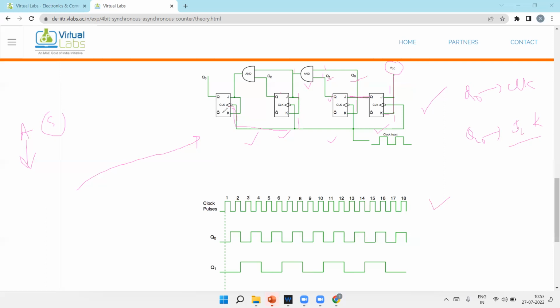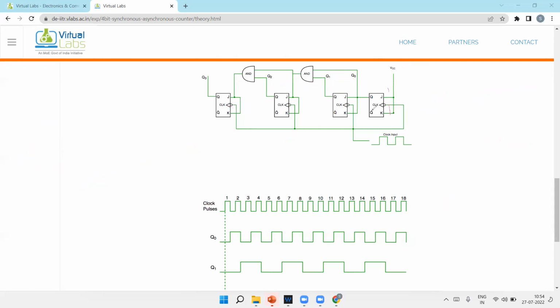Now come to the last stage. Here also we want J and K 1 1 for toggling. So here all three outputs Q2, Q1, Q0 are multiplied, meaning only when all three outputs are 1 will the result be 1. See here, it is connected with Q2 and with the output of the first AND gate. The first AND gate output is already Q1 and Q0, so all three are multiplied: Q2, Q1, Q0.